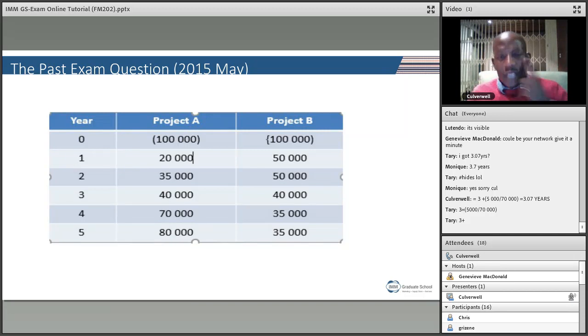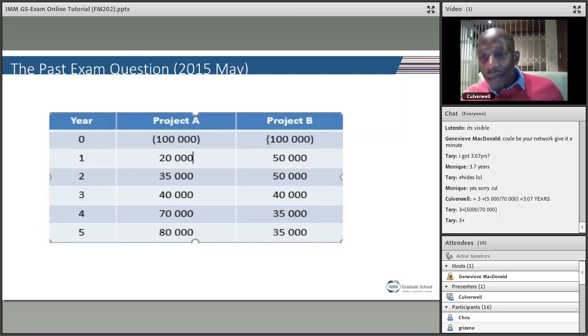Year 3, we're expecting to receive 40,000. So the 45 minus the 40, I'll then be left with 5,000. So you are going to have 3 full years plus the 5,000 which we still needed to recover over the next expected cash flow, which was year 4 of 70,000. So you would need to specify that it is 3.07 years, and you do the calculation just like how I've just indicated. So that was going to be the payback for project A.